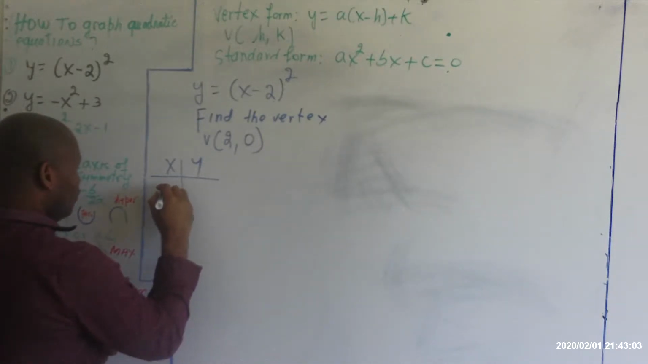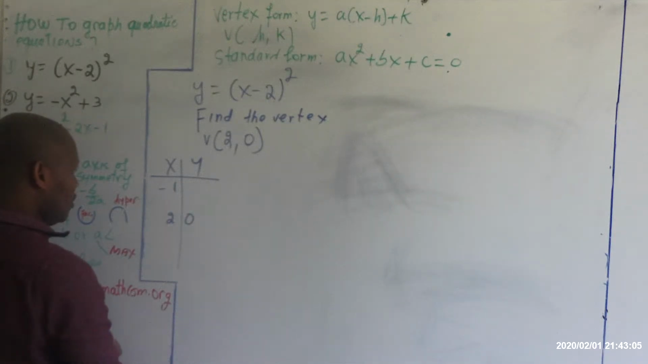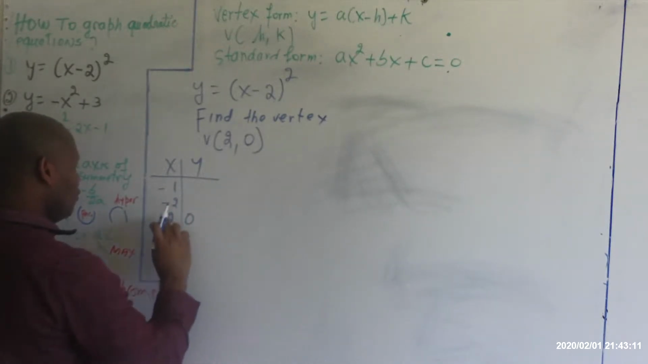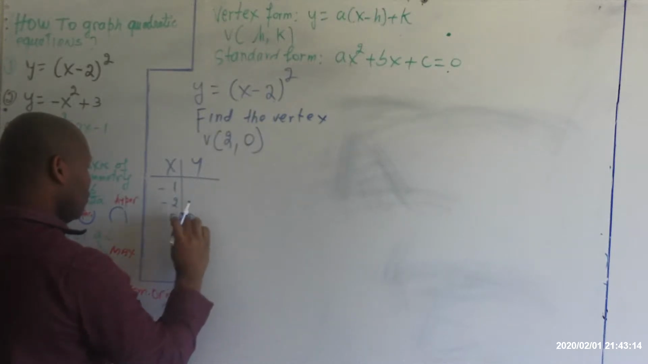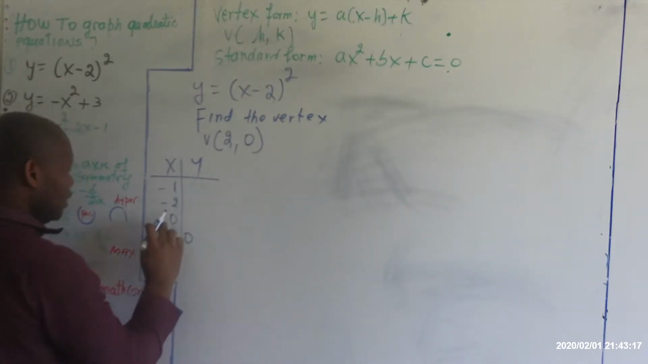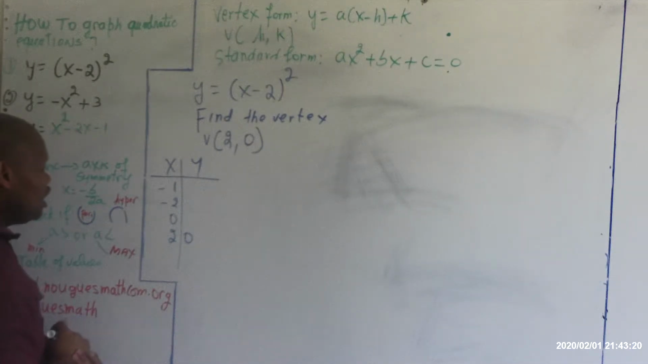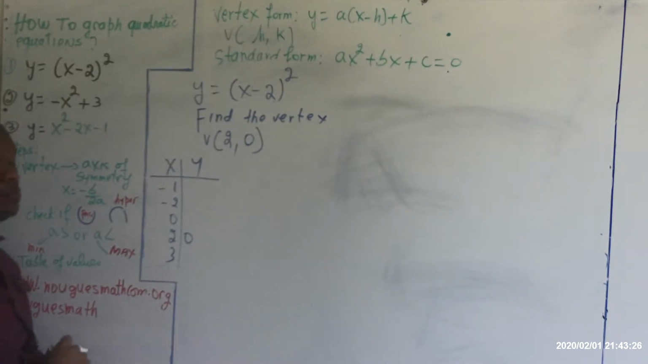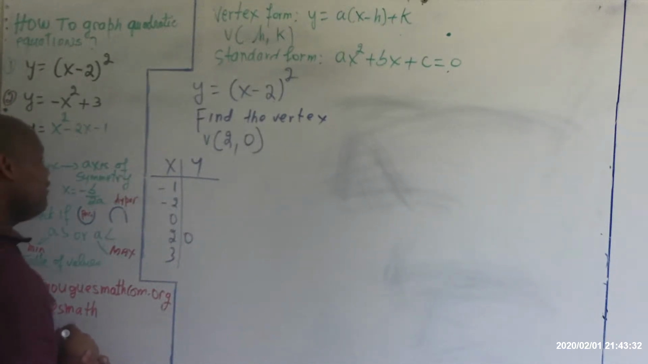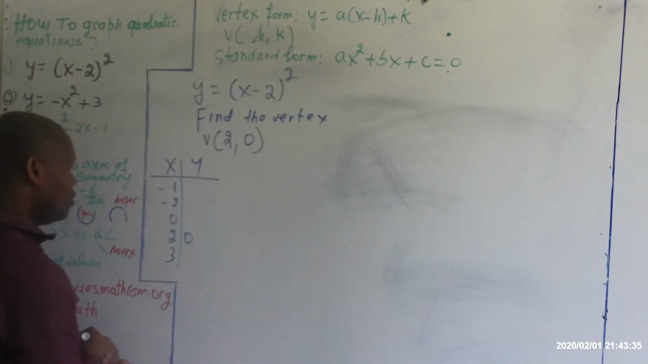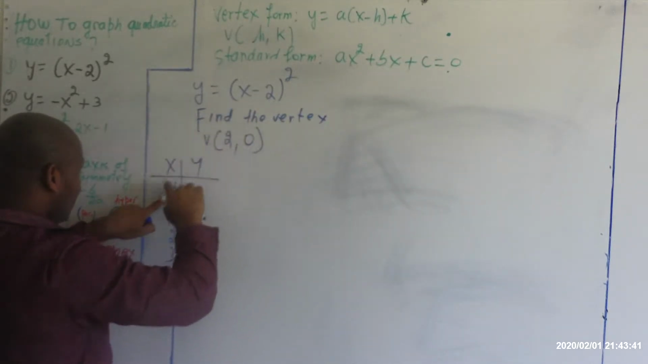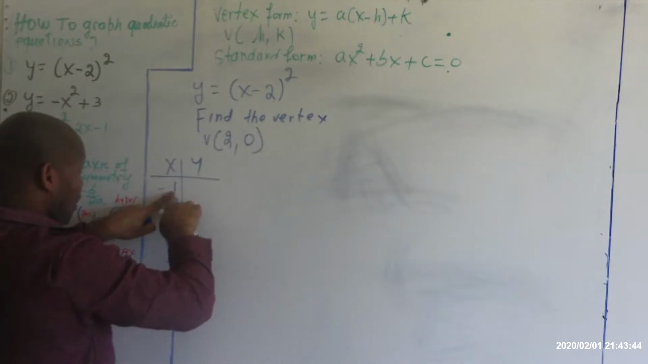We need more points. I'm sure we will need negative 1. We will need also negative 2. We need 0. We can need also 3. No problem. As I told you, the more points you have, the better graph you're going to have. So I finished picking my x points. What I'm going to do is plug each x into the function. I'm going to replace x by negative 1.